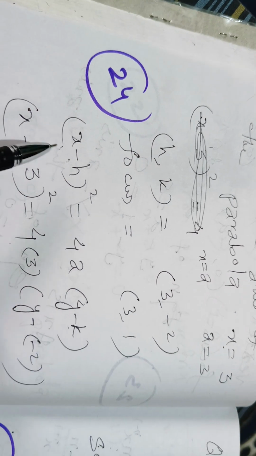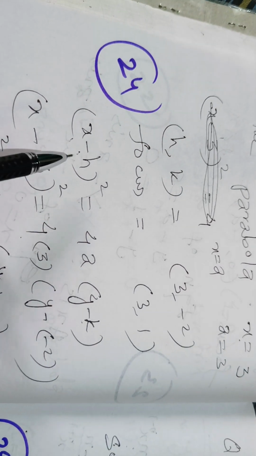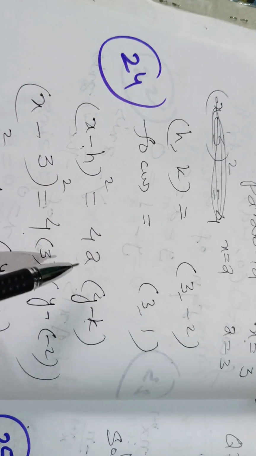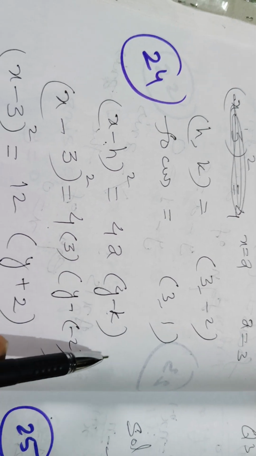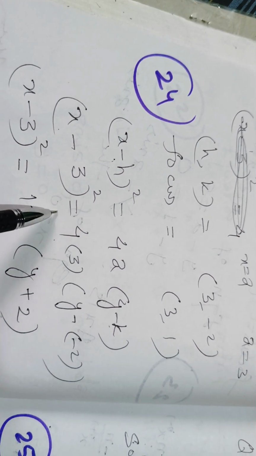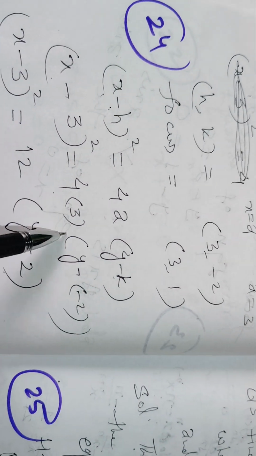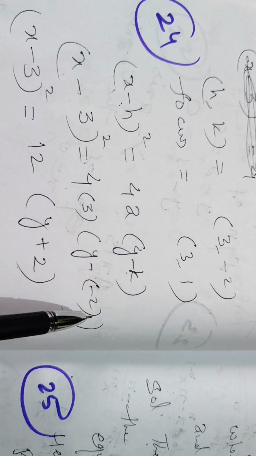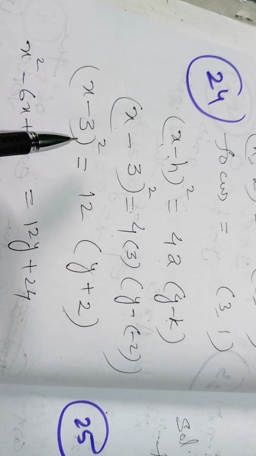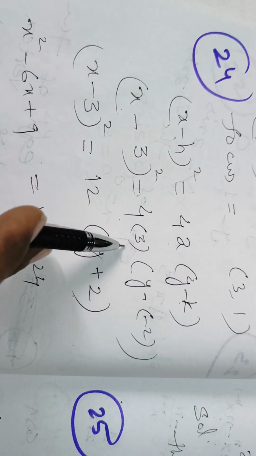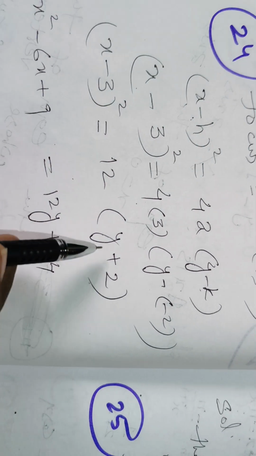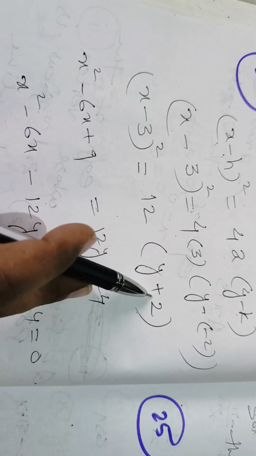This is our vertex, and we have the equation of the parabola (x - h)² = 4a(y - k). So (x - 3)² = 4a. From here we are writing a: 4 into 3 into (y - k), where k value is -2. So (x - 3)² = 4 threes are 12, and this is (y + 2). Minus into minus is plus 2.